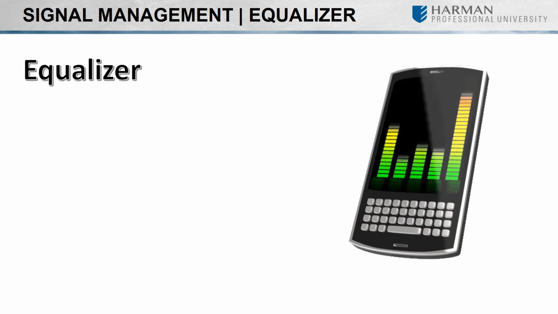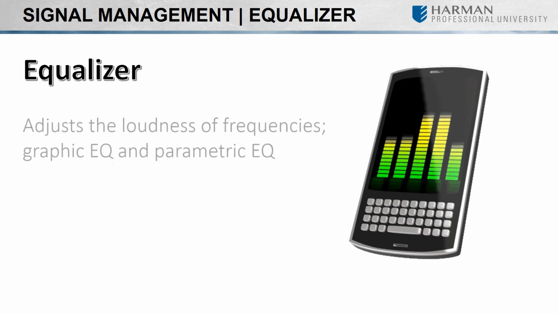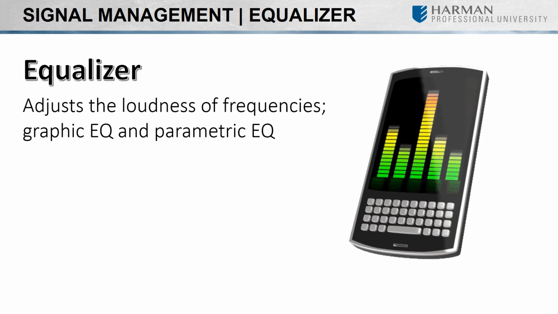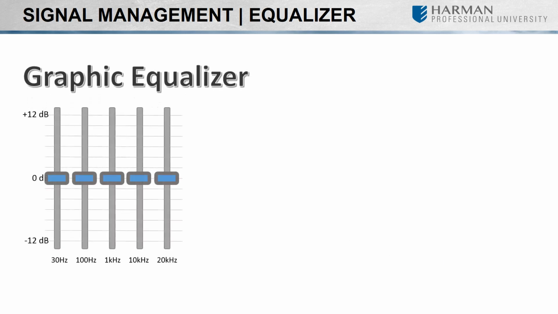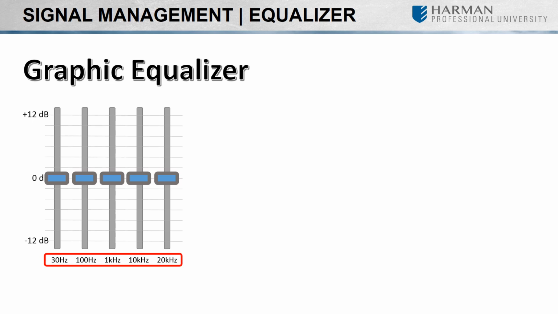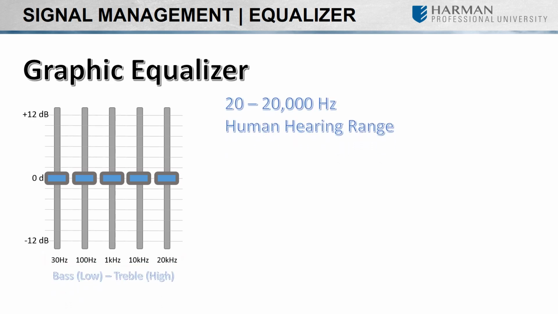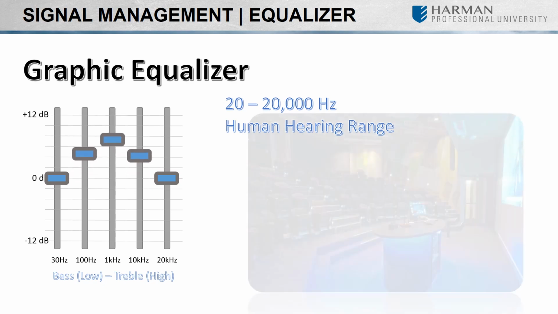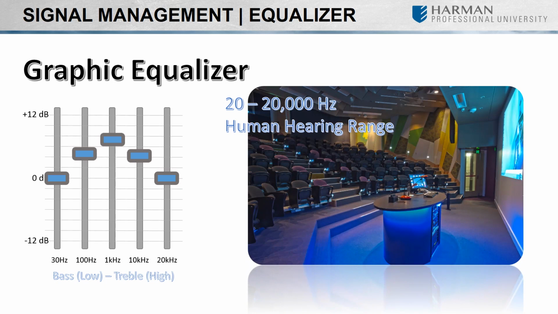In most basic terms, an EQ is used to adjust the loudness of certain frequencies. EQs are available in different formats, most notably the graphic EQ and the parametric EQ. A graphic EQ consists of several filters. Think of them as level controls with a fixed bandwidth spread throughout the frequency range of 20 Hz to 20,000 Hz. They are typically used to optimize the performance of loudspeakers in a listening space.